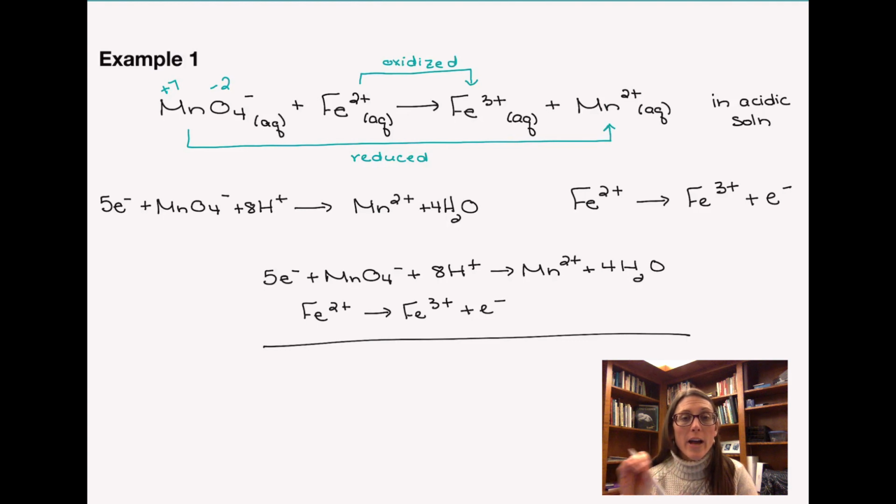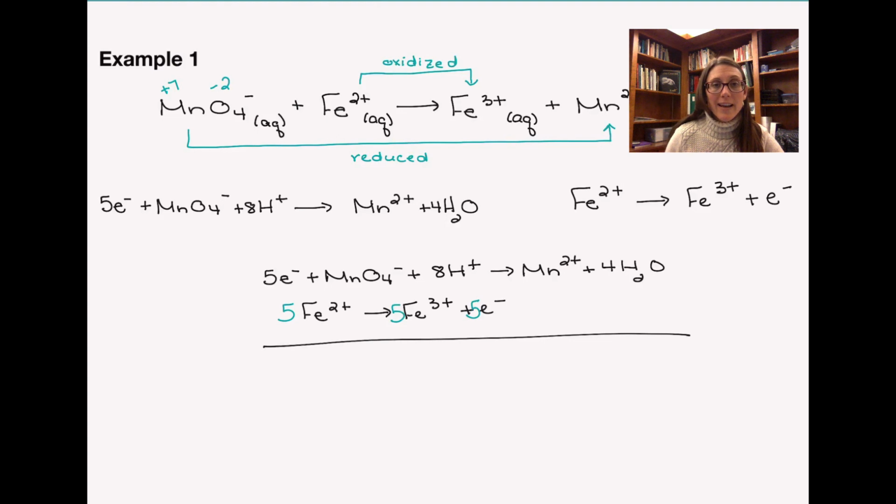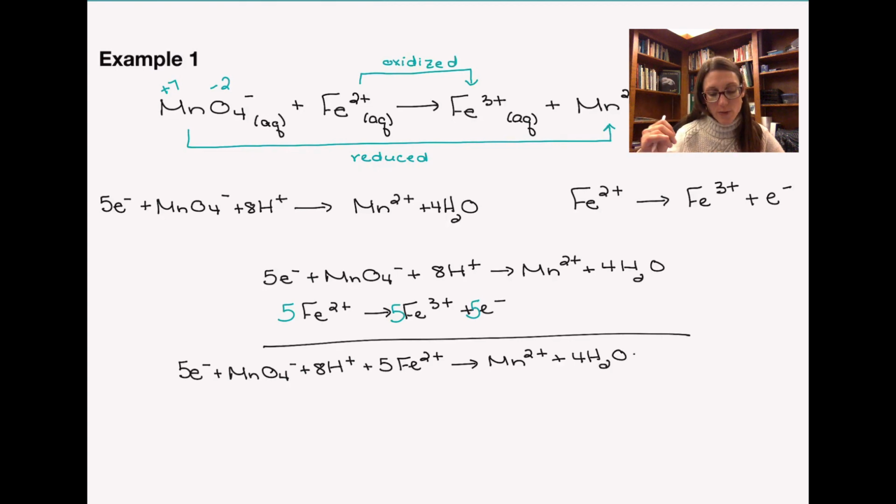So we're going to multiply everything in that bottom equation by 5. At this time, we can add our equations, keeping all of the reactants on the left side of the arrow, all of the products on the right-hand side of that arrow. And then we can cancel any chemical species that are on both sides of the arrow, just like we have done in the past. In this case, that's just the electrons. And what we are left with is our overall balanced chemical equation.